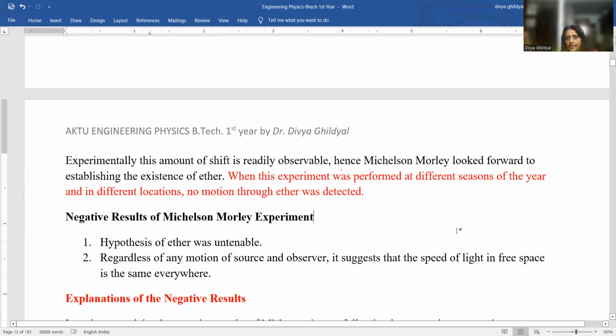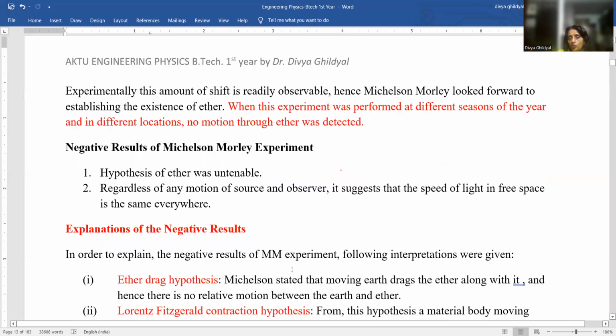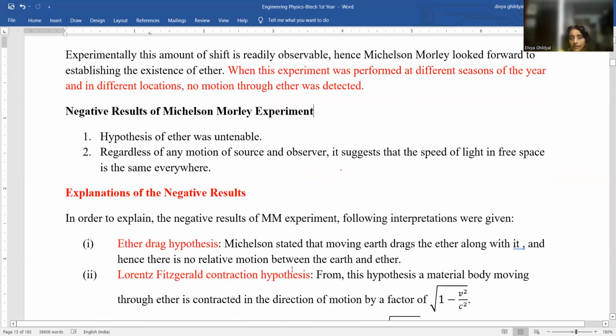Now, when this experiment was performed at different seasons of the year and in different locations, no motion was found. Just think like this, that you are made to do an experiment on 10 samples and you come back saying that the reading of all the 10 samples is same. Immediately it becomes a big controversy. How can the experimental result for 10 places and 10 different locations be same? So this experiment was said that it is not working out to explain relativistic mechanics.